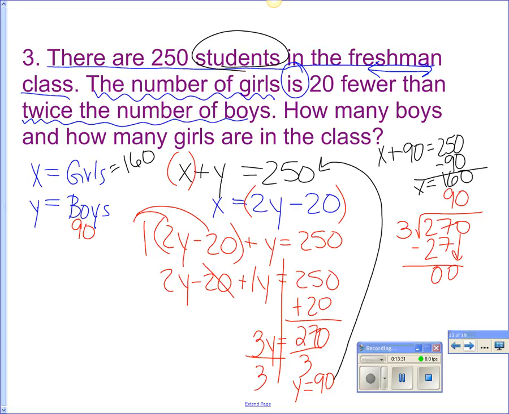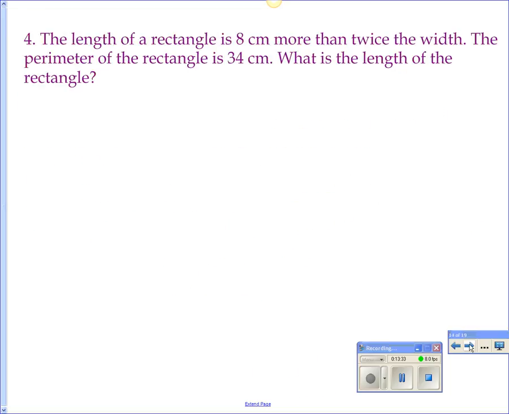Questions? Okay. Number 4, the length of a rectangle is 8 centimeters more than twice the width. The perimeter of the rectangle is 34. What is the length of the rectangle? Somebody tell me something to do first. X equals and Y equals. Any idea what X and Y are? Good. Length and width.